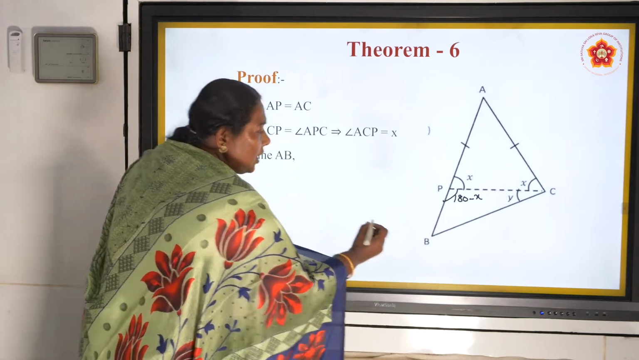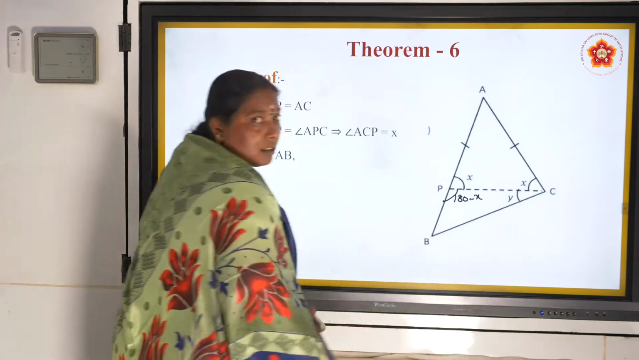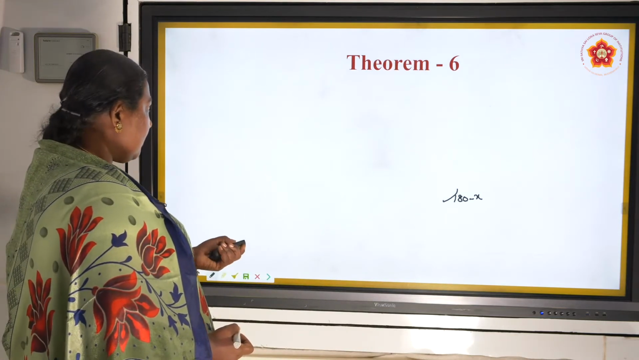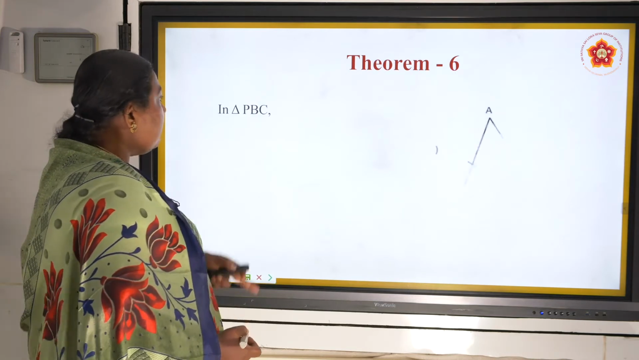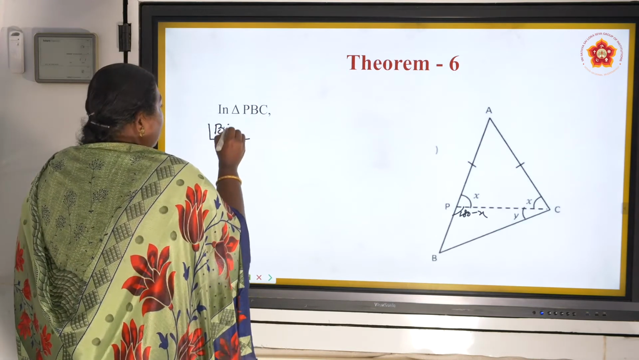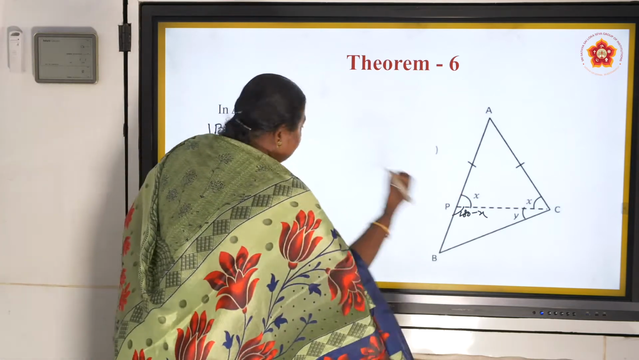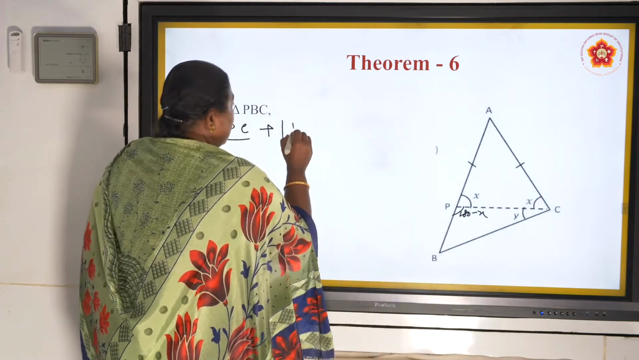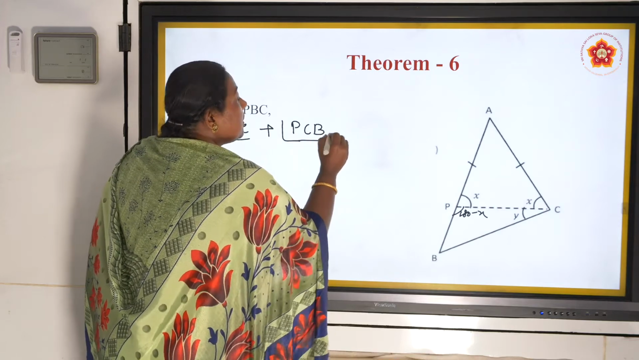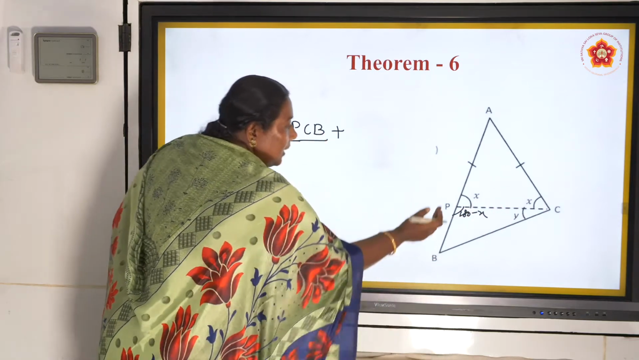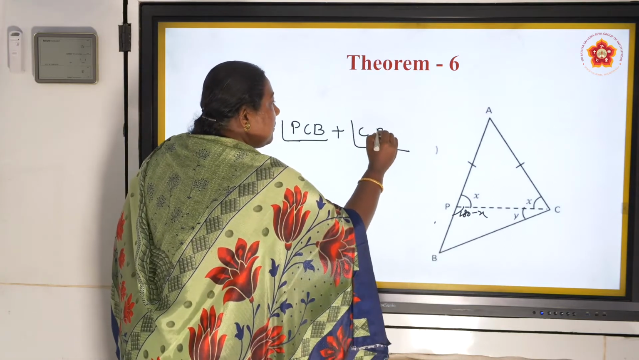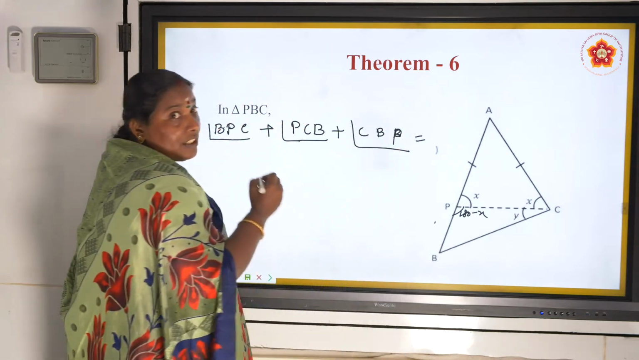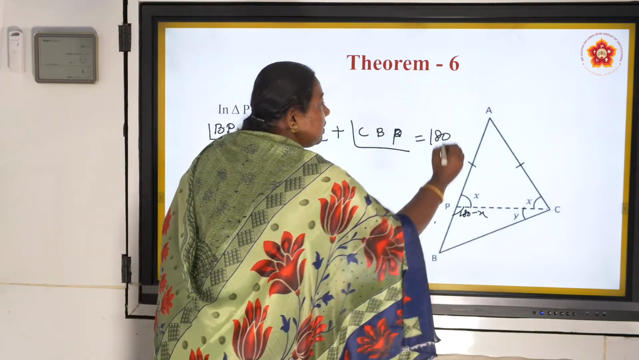So who are all there? B, P, C, right? I have B, P, C. In triangle BPC, angle BPC plus angle PCB plus angle CBP should be equal to what? The sum of the angles of a triangle is 180, right?